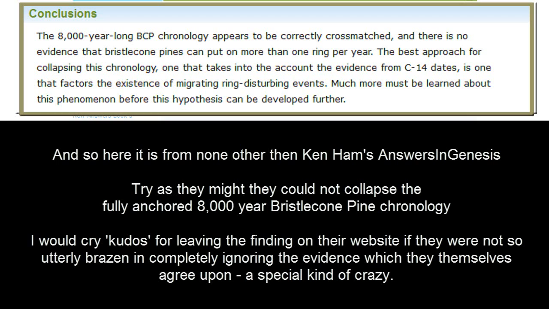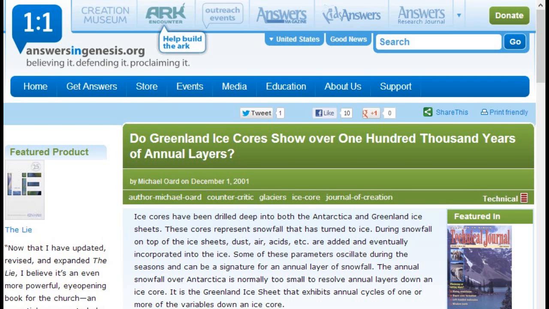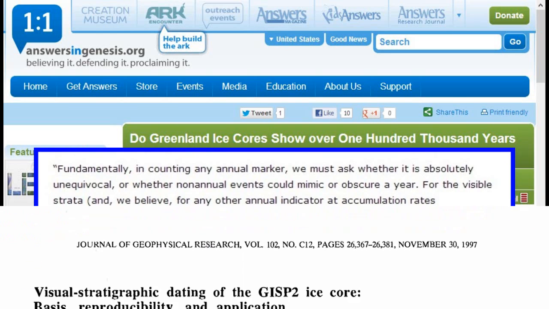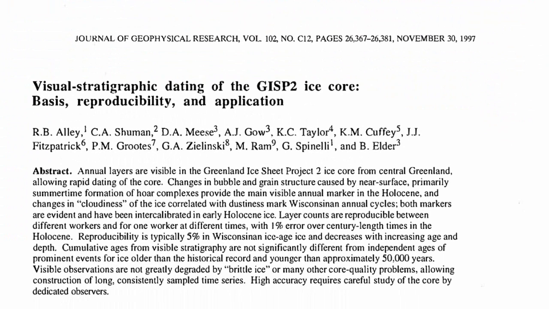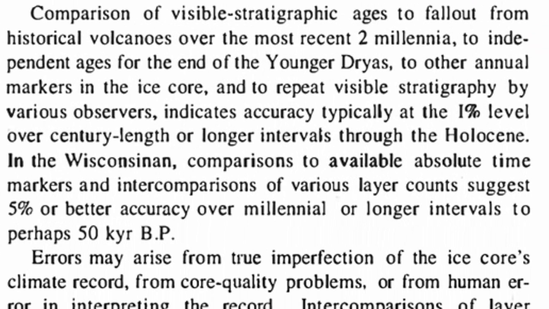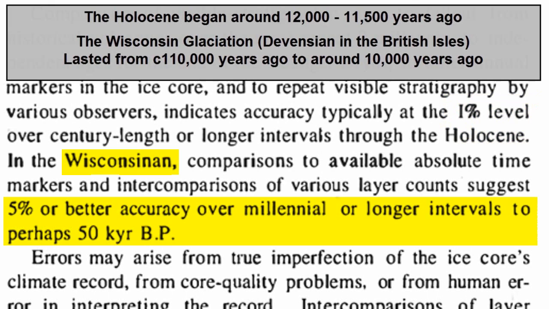Creationists do attack the annual ring dating of ice cores. Here is a quote, often repeated. My mistake. I should have said, here is a quote, mine, often repeated. This is taken from the visual stratigraphic dating of the GISP2 ice core, etc. The paper is discussing the issue of accurate visible dating of the ice core, and it unambiguously states that there is a high accuracy in dating of 1% error for Holocene dates and 5% error for Wisconsin dates.